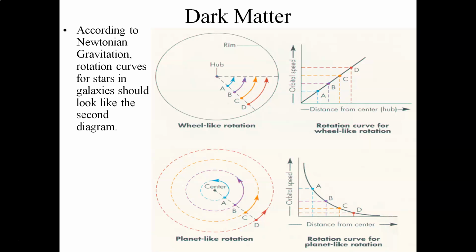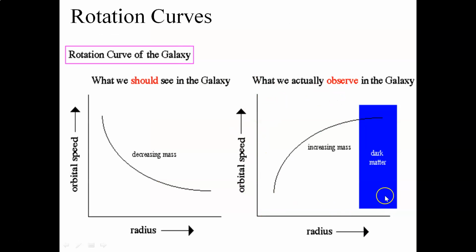However, when Vera Rubin made her measurements of the speeds of stars in individual galaxies, here's what she obtained. Once again, here on the left-hand side is what we would expect based upon Newtonian gravitation. However, on the right-hand side, she measures, for example, orbital speed as a function of distance. It looks very similar to that of the phonograph record on the previous slide.